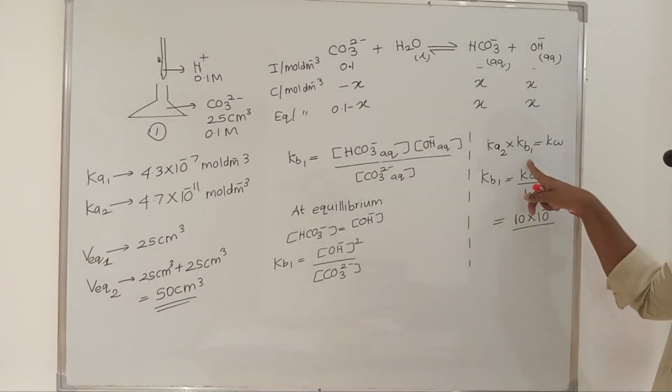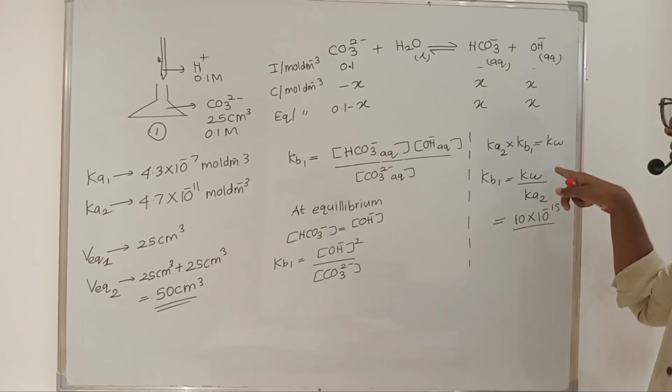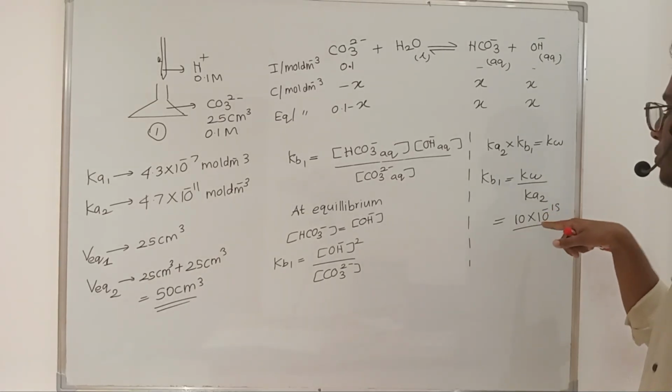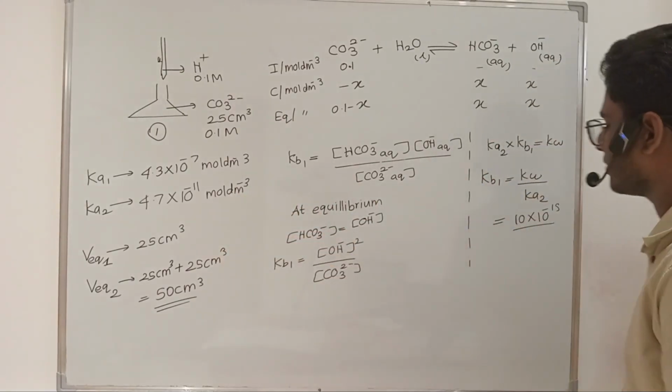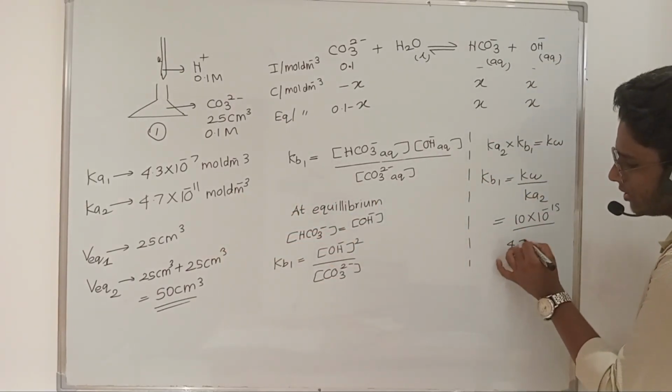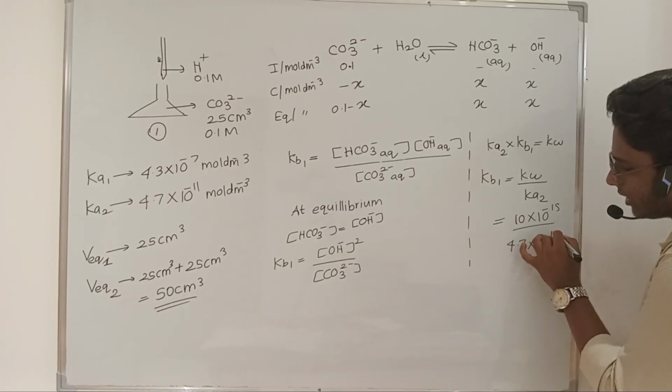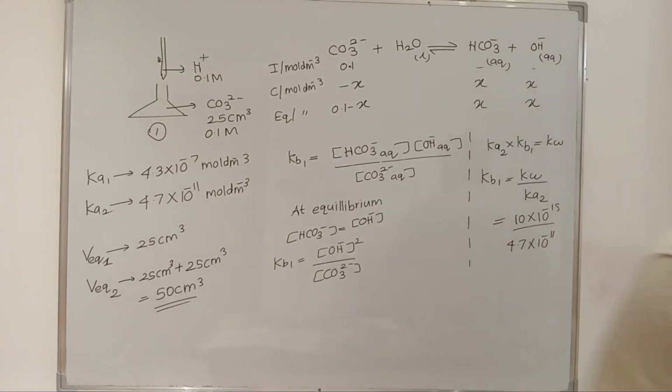So Ka2 into Kb1 is equal to Kw, Kb1 is equal to Kw over Ka2. Kw is 10 to the power minus 15, and Ka2 is 4.7 into 10 to the power minus 11, right? So I have to find the value of this. What is the value of this?